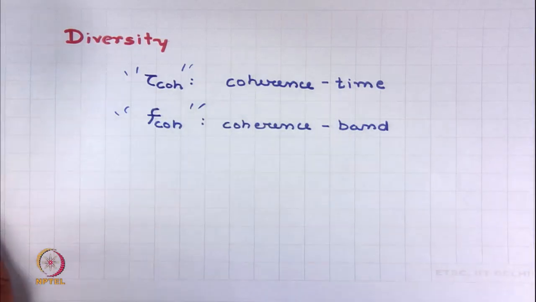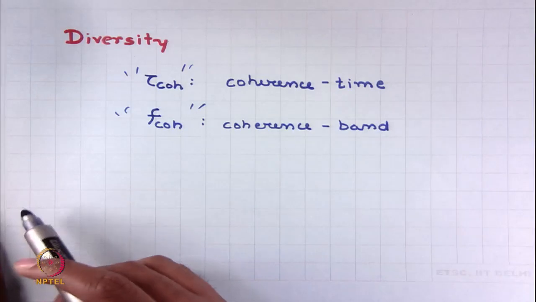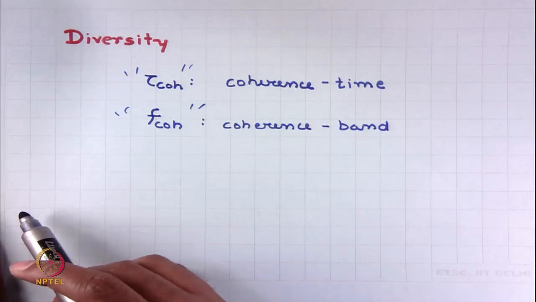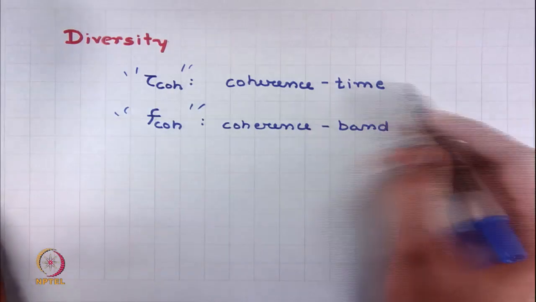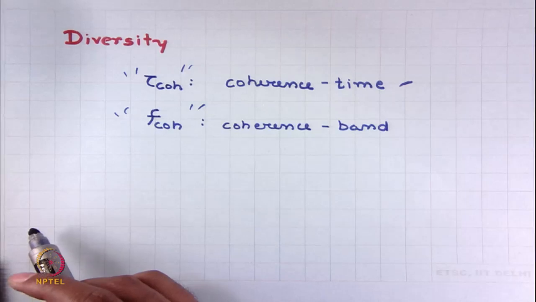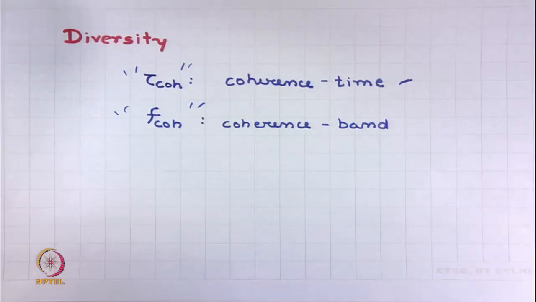Every channel has got some coherence time, which simply means the time period over which the channel retains its statistics, and you also have a coherence band, which simply means the band of frequencies over which the channel has the same statistical properties. So, again, the coherence time simply means the time period over which the channel has the same statistical properties, and coherence band means the band of frequencies over which the channel has the same statistical properties.